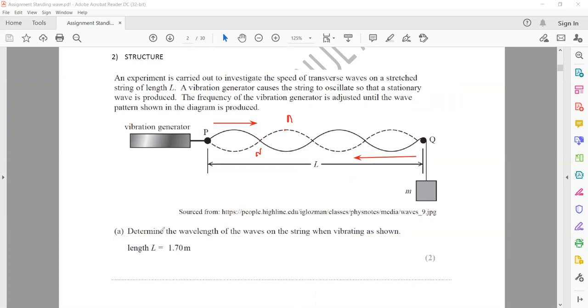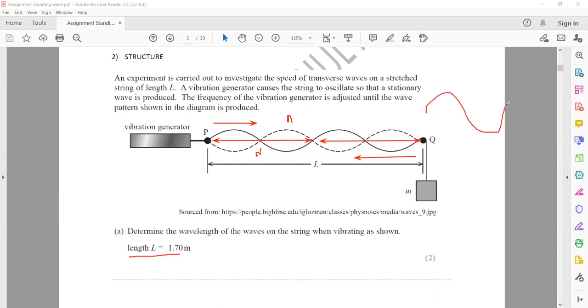Now the question is, determine the wavelength of the wave on the string when vibrations are as shown and the length L is 1.7 meters. So this total length is equal to 1.7 meters. We can work out the total number of waves. How can we work out the total number of waves? This is one complete wavelength and this is the second complete wavelength.